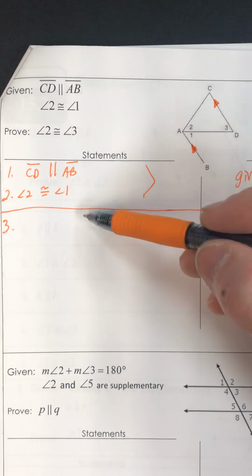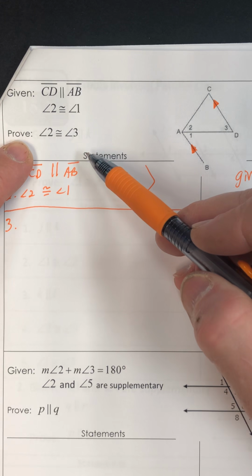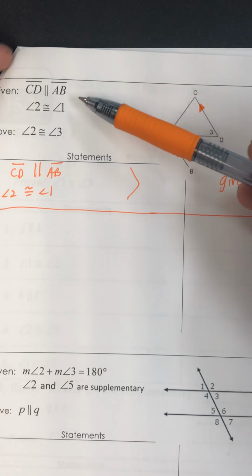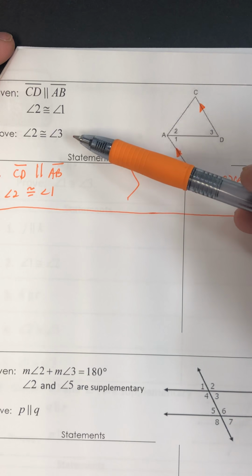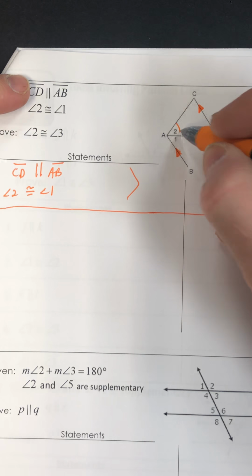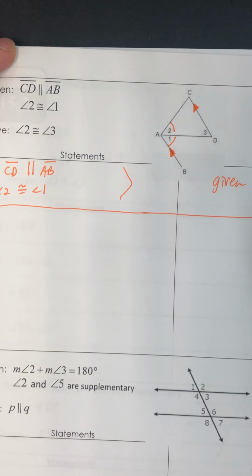So what do we know from this? Okay, we want to get to our last statement, which needs to be angle 2 is congruent to angle 3. So that's going to be our last statement. So we've got to show how can we use what information was given to us and get to here. I'm looking at the figure. So if 1 and 2 are the same, I'm going to go ahead and mark those. Okay, if 1 and 2 are the same, what do we know?